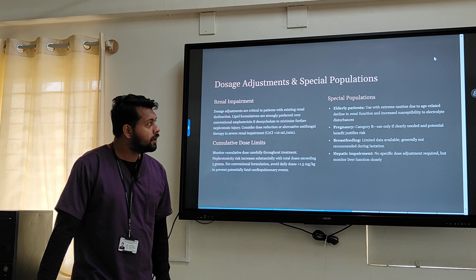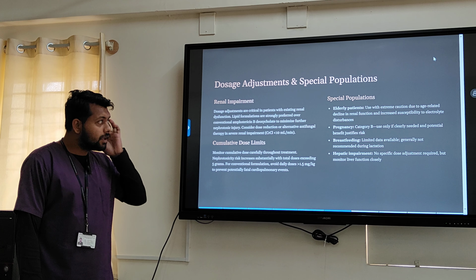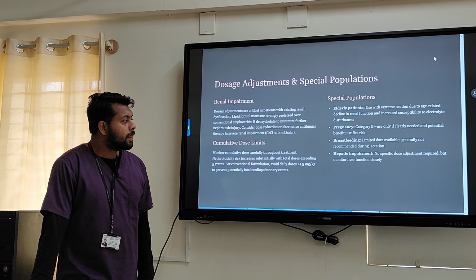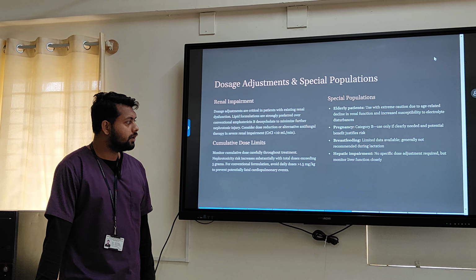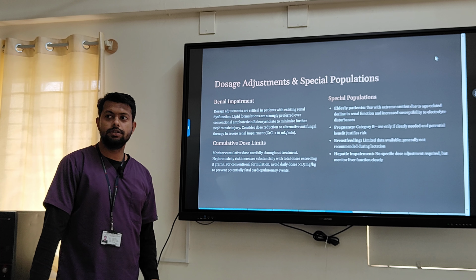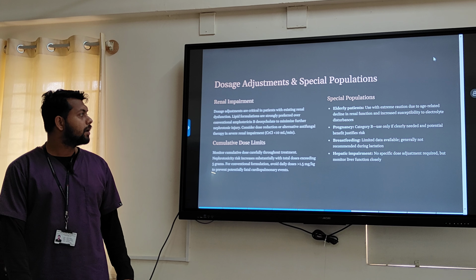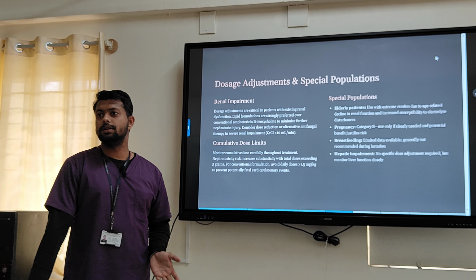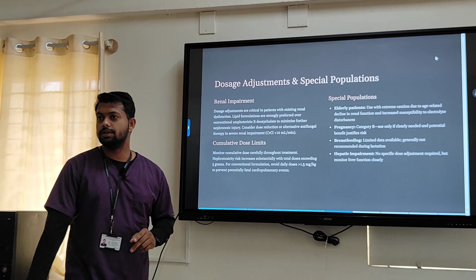Pregnancy category B: use only if clearly needed and the potential benefit justifies the risk. Breastfeeding: limited data available, generally not recommended during lactation. Hepatic impairment: no specific dose adjustment required, but monitor liver function closely, because around 60 to 70% of the drug is metabolized by the liver. And renal function should also be measured, because the primary excretion is in the urine and secondary is the bile. So both hepatic and renal function should be measured.